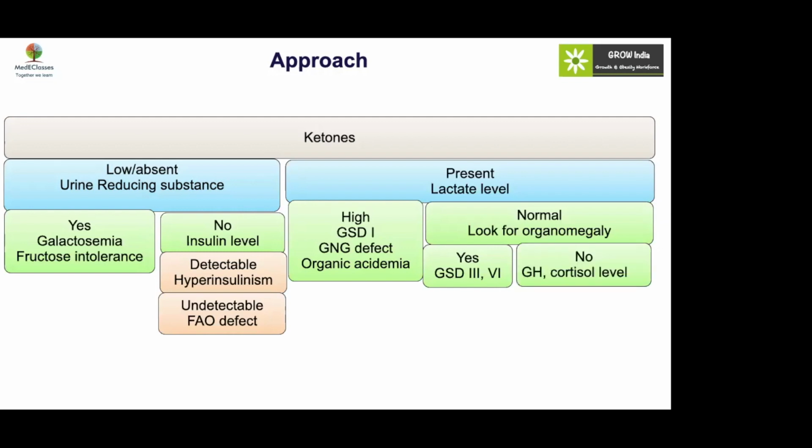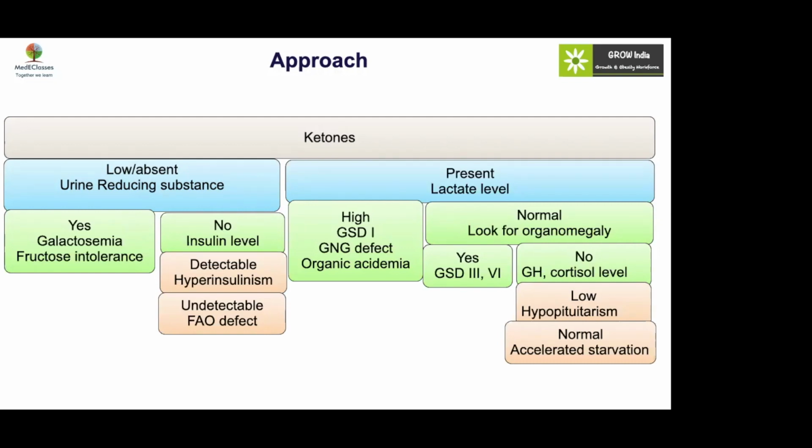If absent, look at GH and cortisol. And if everything is normal, then you go ahead with hypoparathyroidism. And finally, accelerated starvation. So the few things which will tell you are the ketones, the reducing substance, and lactate. 90% of your cases will be classified, and then you can assess and manage accordingly.